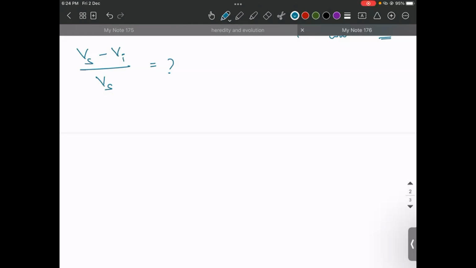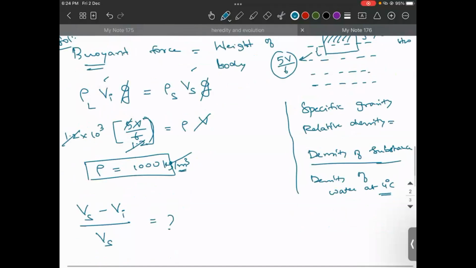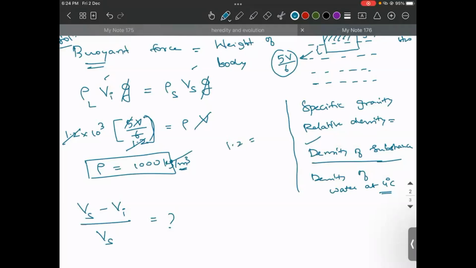Sir, can you explain why you wrote 1.2 into 10 to the power 3? No, it is because of this. 1.2 is equal to density of substance divided by density of liquid, that is density of water. Density of water is 1000, so it will get multiplied, no? So density of liquid will be 1.2 into 1000. That is why 1.2 into 10 power 3.